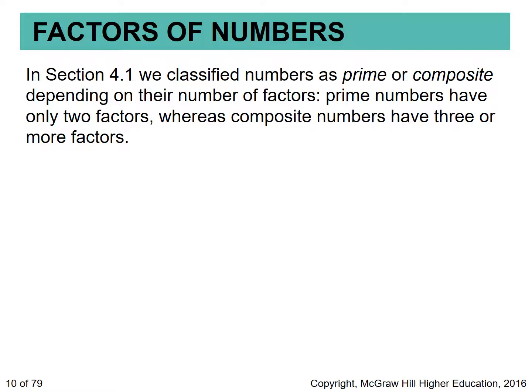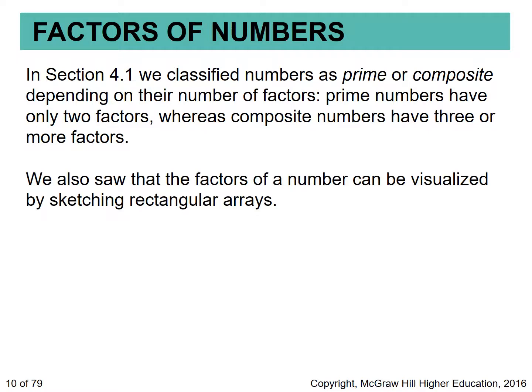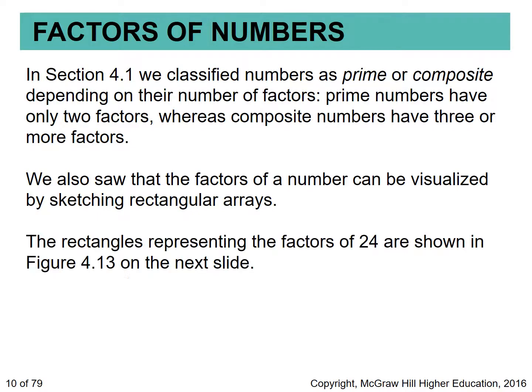Now, when we were looking in section 4.1, one of the models we used was a rectangular array of numbers. And we saw that if a number was composite, it would be a pair of numbers that would multiply to get a different number. So we could find all those possible pairs by sketching those rectangular arrays.